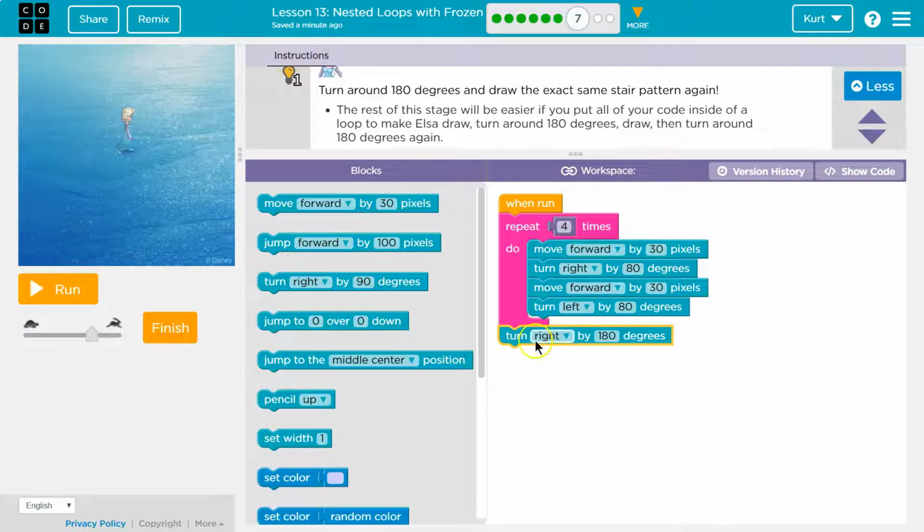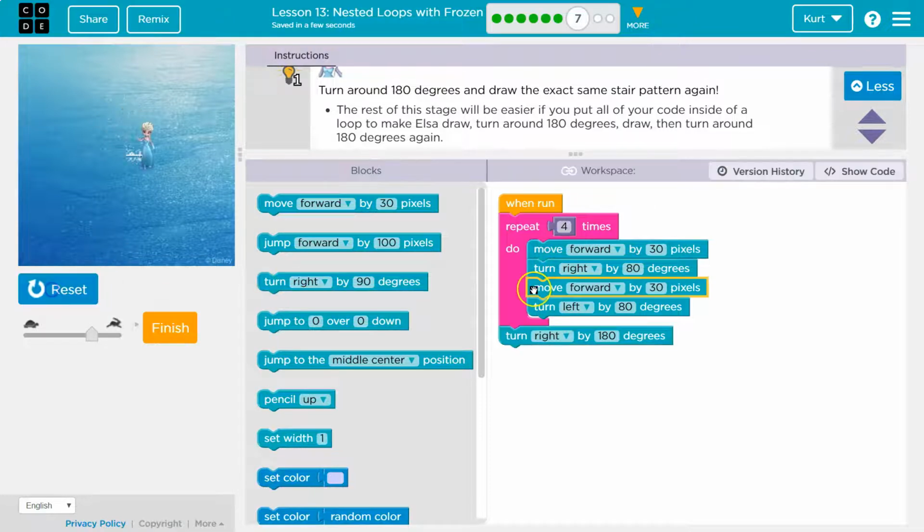They want us to again turn around. So they're asking us to repeat ourselves, right? I want to draw my stairs again. And what is drawing my stairs? Well, what I'm doing here is for four times in a row, I move forward, I draw one step, I turn right, I draw the side of the step, and I turn left. Okay, so for four times, I draw four steps.